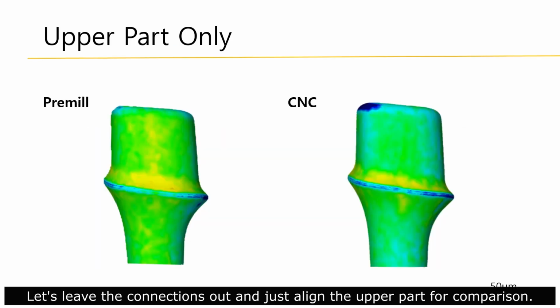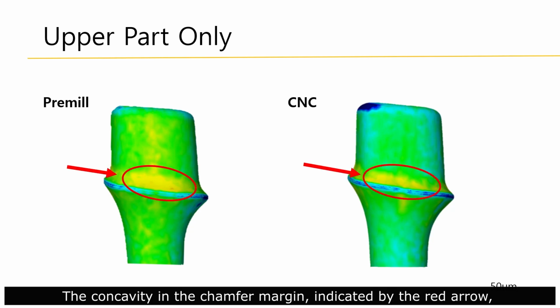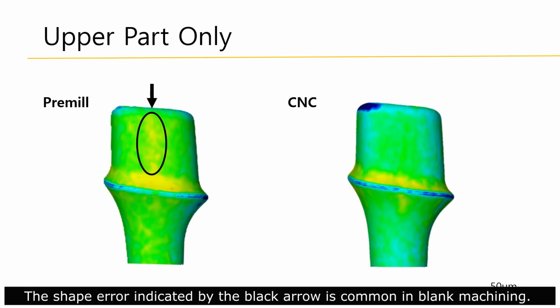Let's leave the connections out and just align the upper part for comparison. The concave in the chamfer margin, indicated by the red arrow, must be designed considering the size of the machining tool. The shape error indicated by the black arrow is common in blank machining. This is caused by under-machining the concave side of the abutment.